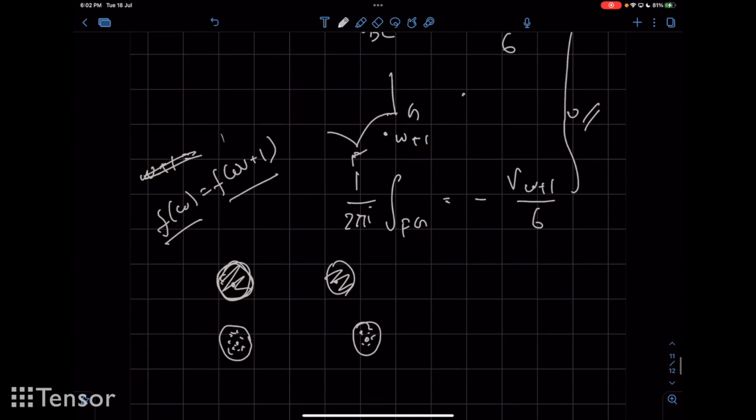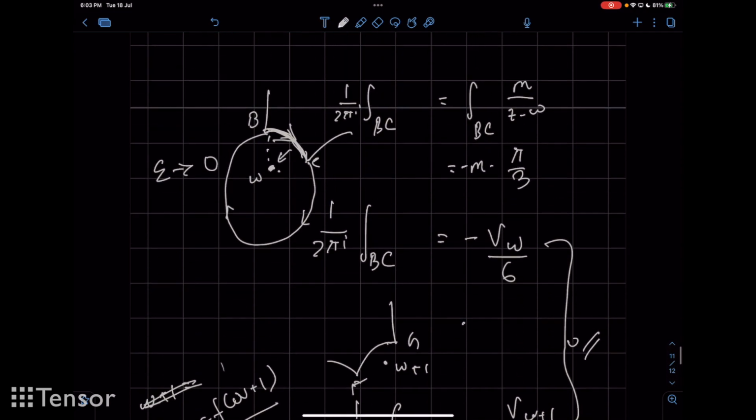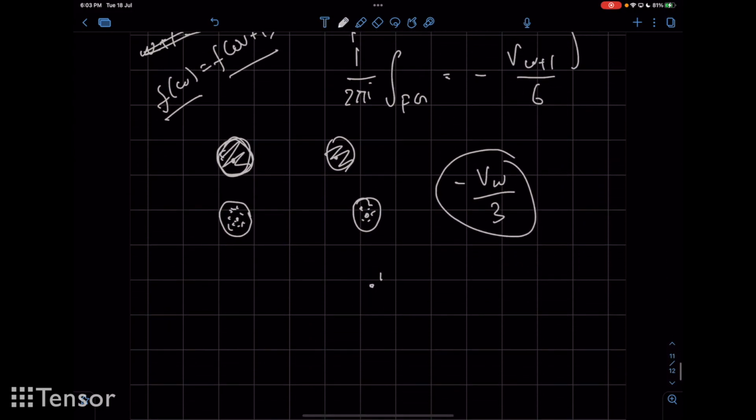So if we add these two, we get that this term is equal to v of omega divided by 3. And this term was in our formula. And similarly, let's say this is i, this is omega plus 1. Okay. And if we take this semicircle here, and let's orient this because orientation is very important.